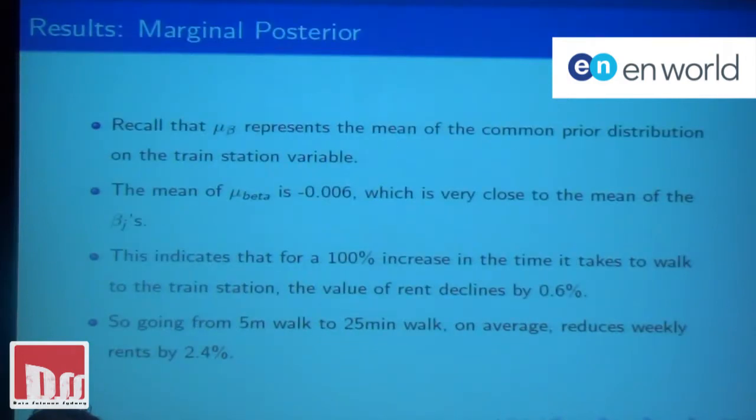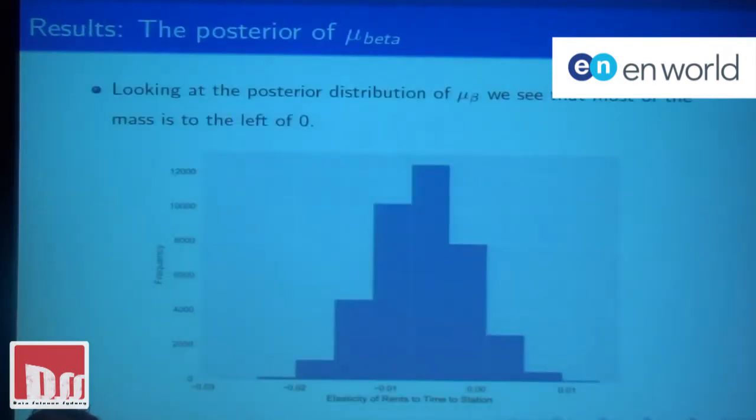So continuing on with the results, we see that it's quite small. And this is the distribution of this mu beta. As we can see, there's very little mass to the right of 0. So most of the areas, essentially, the value of rents goes down as you move further and further away from a train station. But even with this distribution, if you think about the credibility interval, you probably can't rule out that the true value is actually 0.